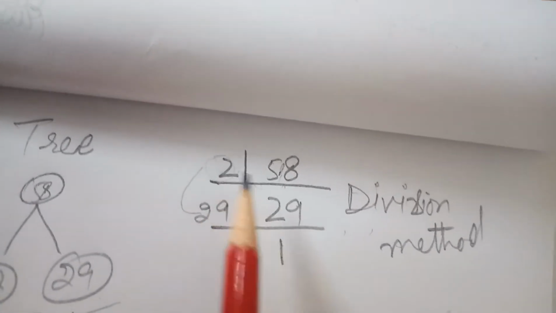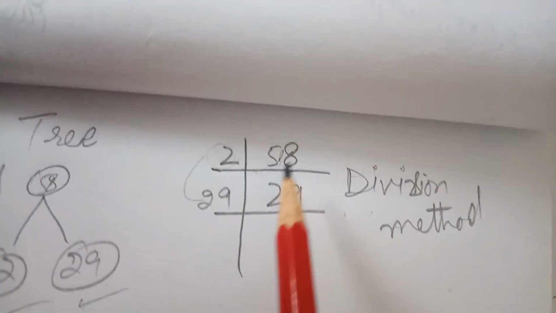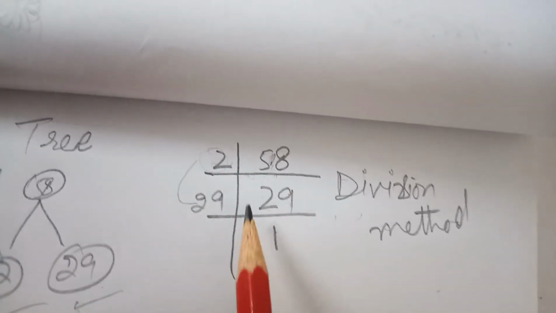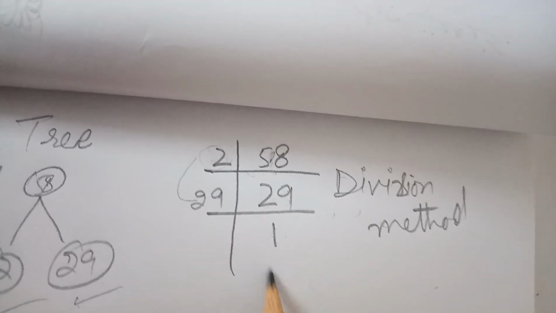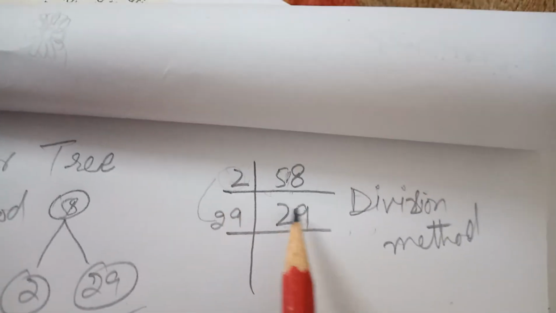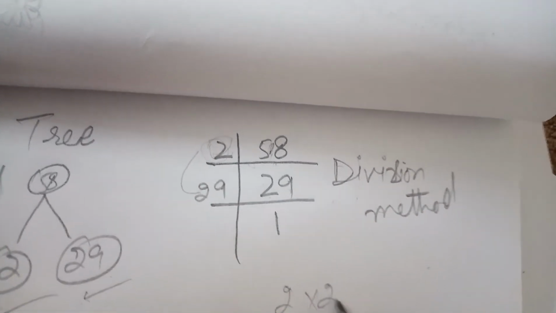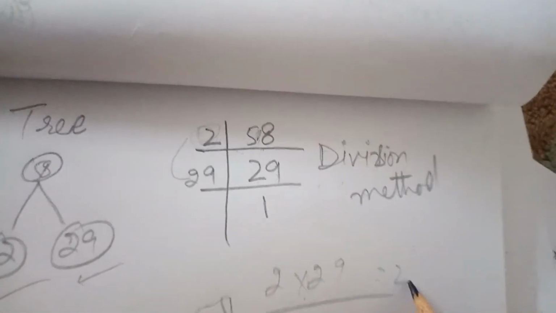And 2 twos are 4. Now we will divide it. 2 twos are 4 and 2 nines are 18. 29 will be divided by its own number. So the prime factors of 58 are 2 and 29. These are only two factors.